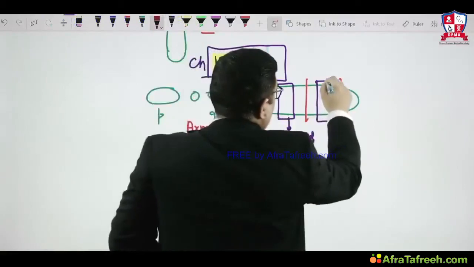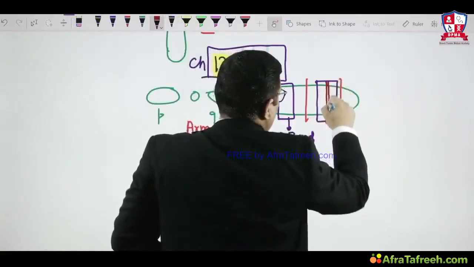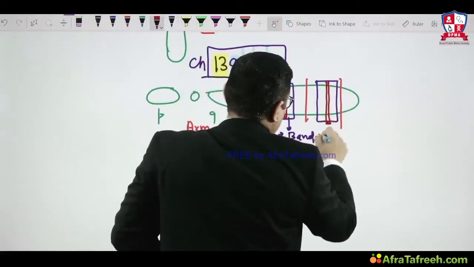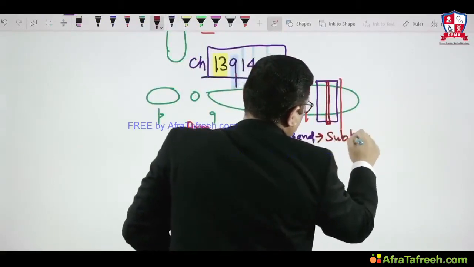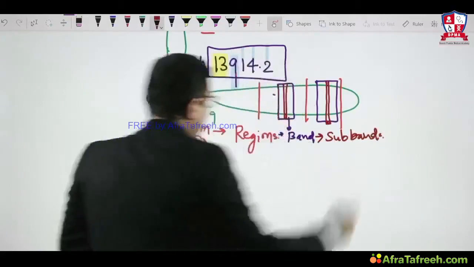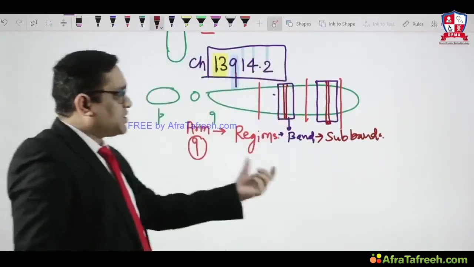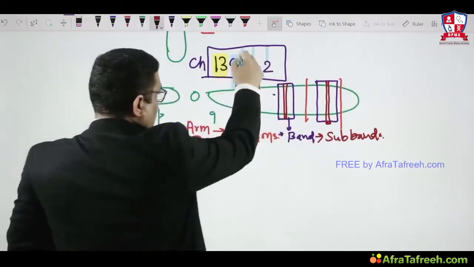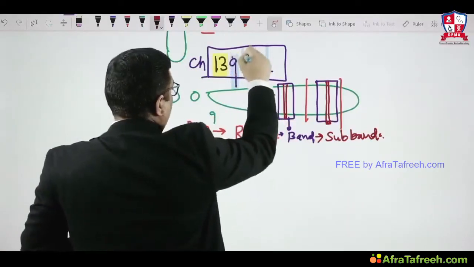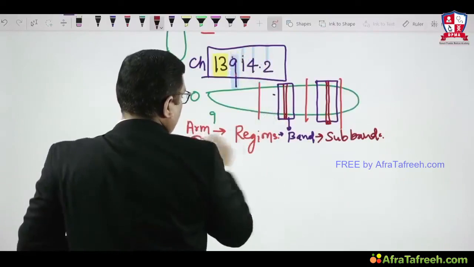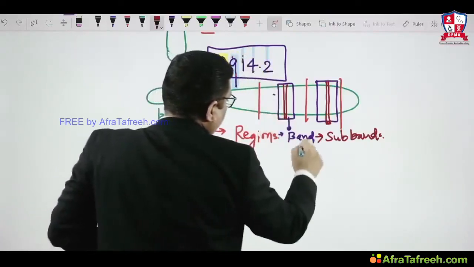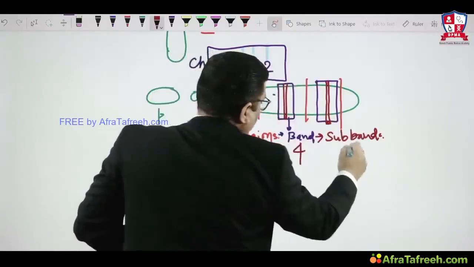you will see there will be sub bands. So these are sub bands. This is how we divide a chromosome: arms, region, band, and sub band. So now what is this 1? See, this is the arm. Arm is Q, region is 1, 4 is the band, and 2 is the sub band.